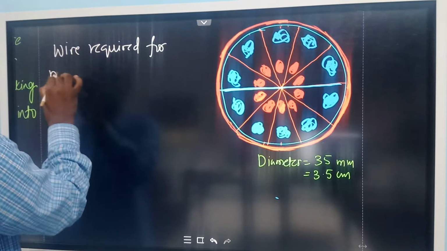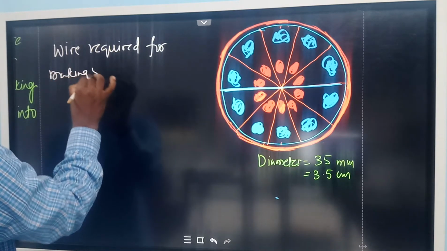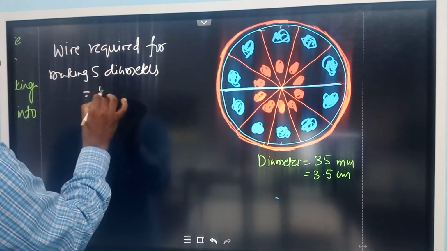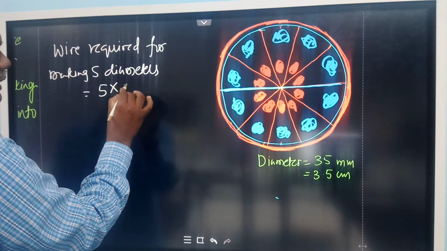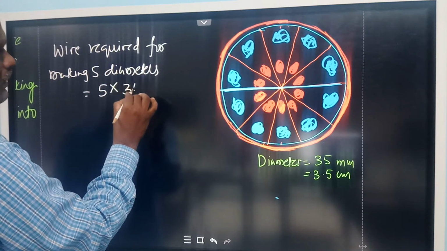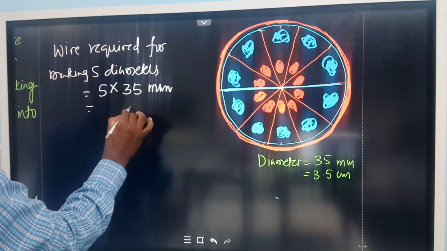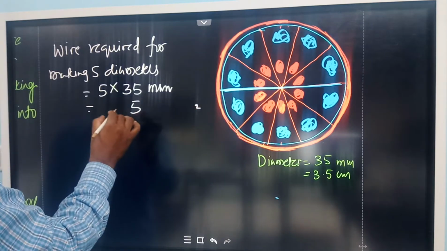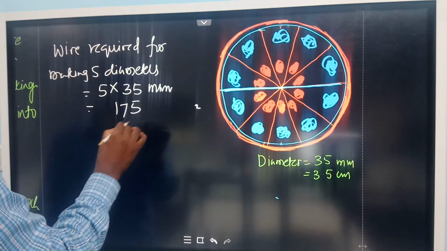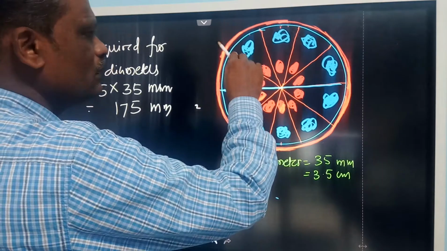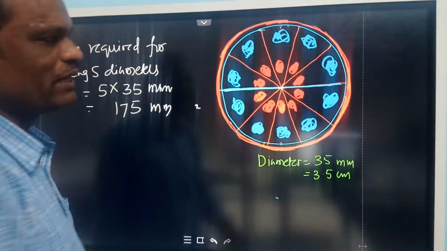5 diameters is equal to 5 into 35 millimeter. 5 fives are 25, 5 threes are 15 plus 2 is 17, so 175 millimeter for 5 diameters. 1, 2, 3, 4, 5 diameters.